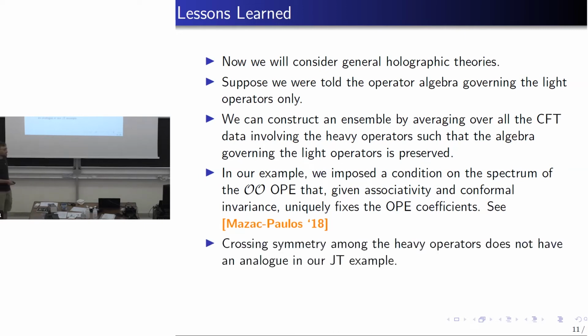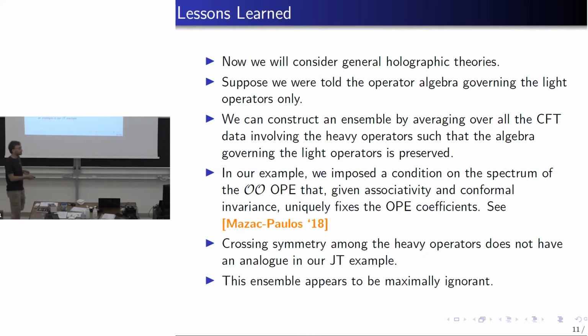One thing I should say is that crossing symmetry among heavy operators doesn't have an analog in our JT example, but if you wish, you could also try to impose crossing symmetry as a constraint by squaring it and adding it to the potential of your ensemble. But I haven't really thought about that too much.